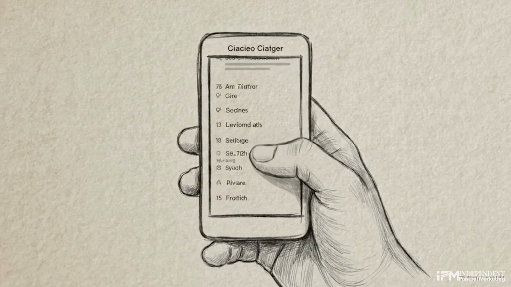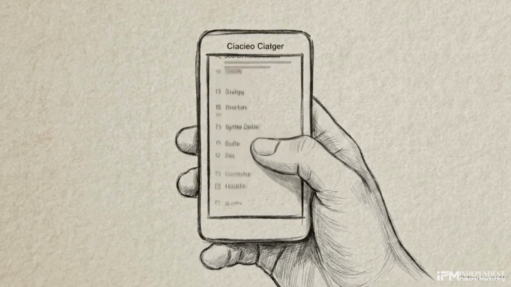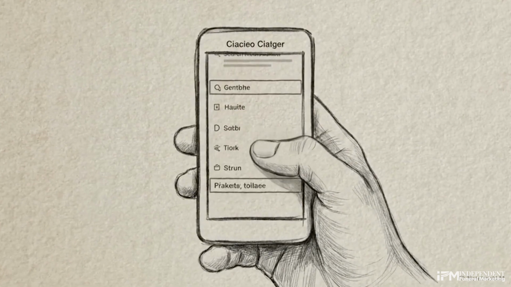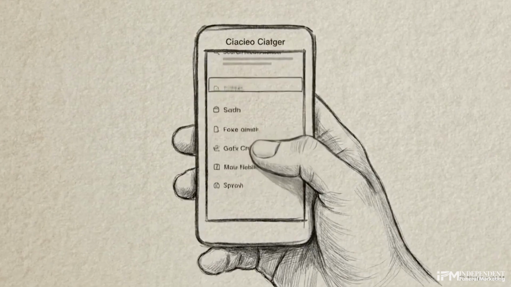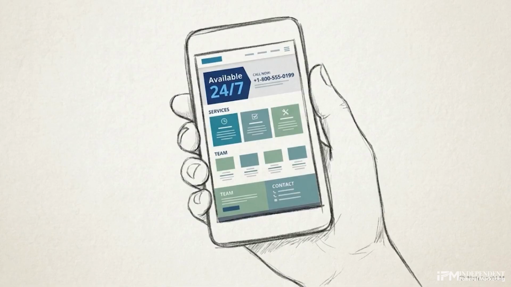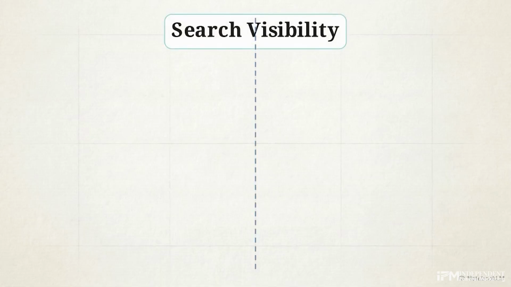When a family searches for a funeral director, they are often sitting in a hospital room, exhausted, in the middle of the night. The website that wins their call in that moment is simply the one that was technically prepared to be found. This diagram shows the two distinct parts of search visibility.